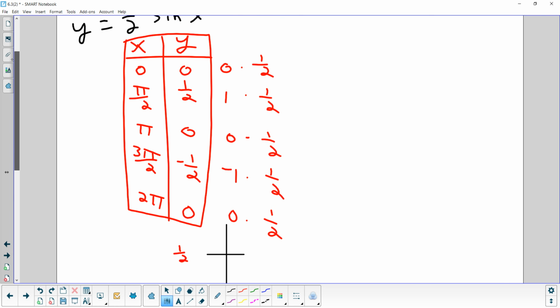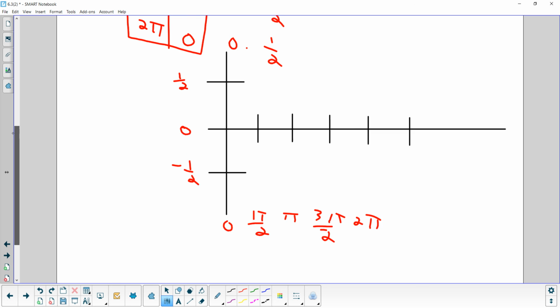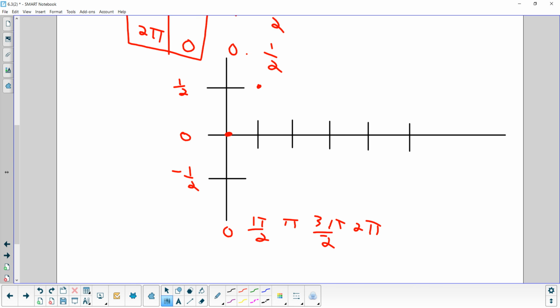All right, and 0, 1/2, 0, negative 1/2, 0. There you go. Okay. Any questions on that one?